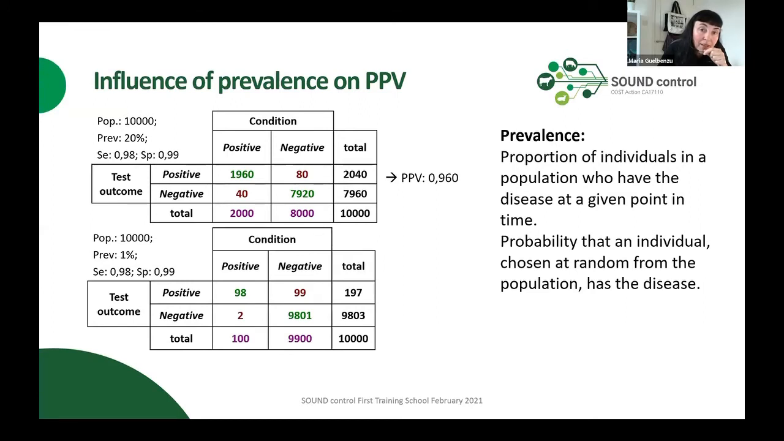Well, with the same characteristics of the test, the same population and the same sensitivity and specificity, our positive predictive value now goes down to 49.7%, or 0.497. So as you can see, it has quite an effect.